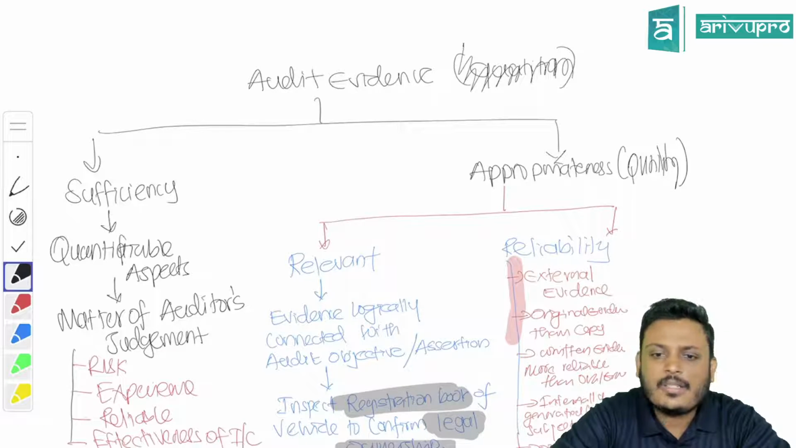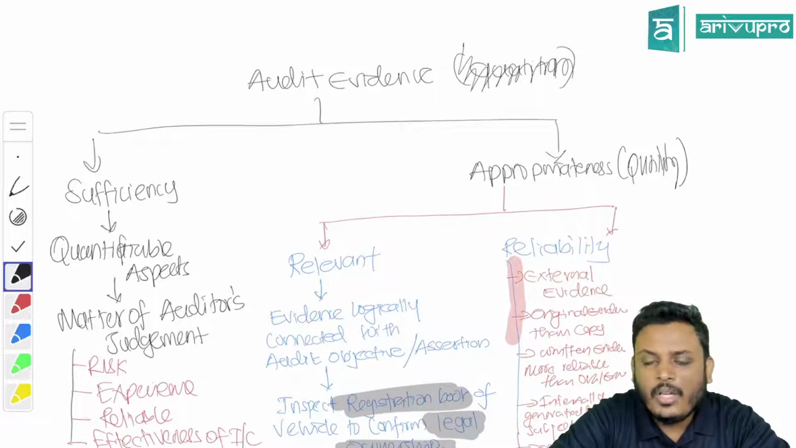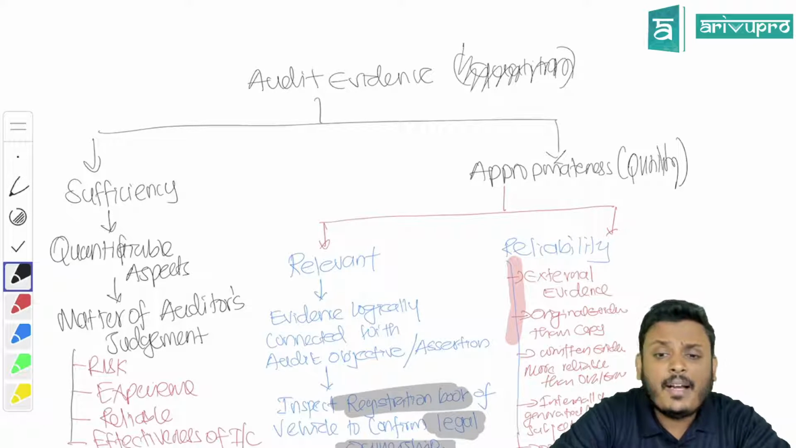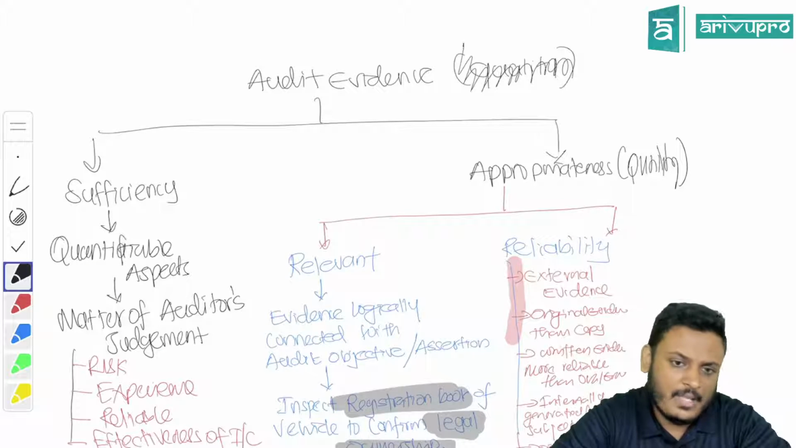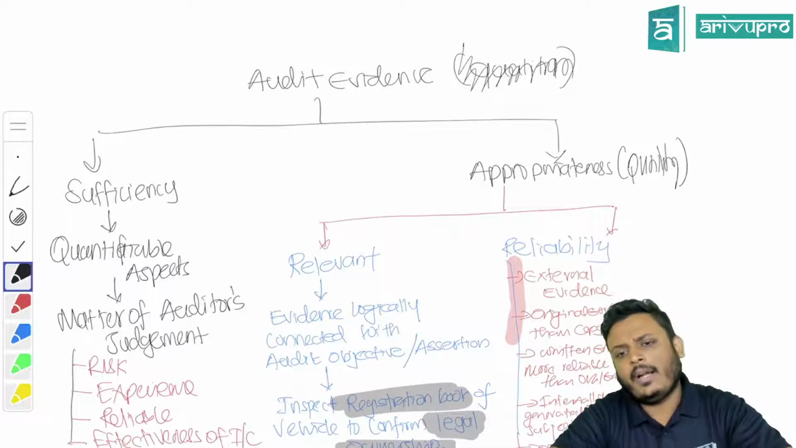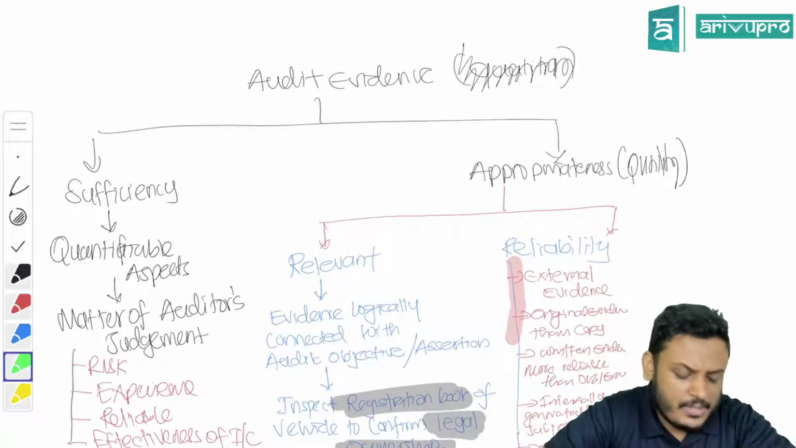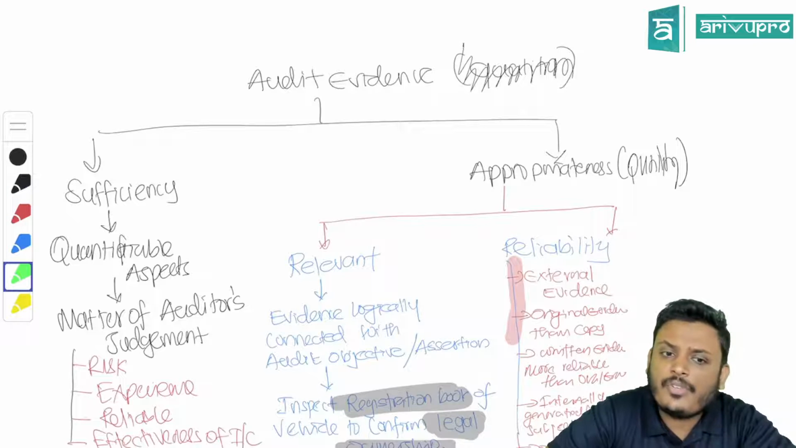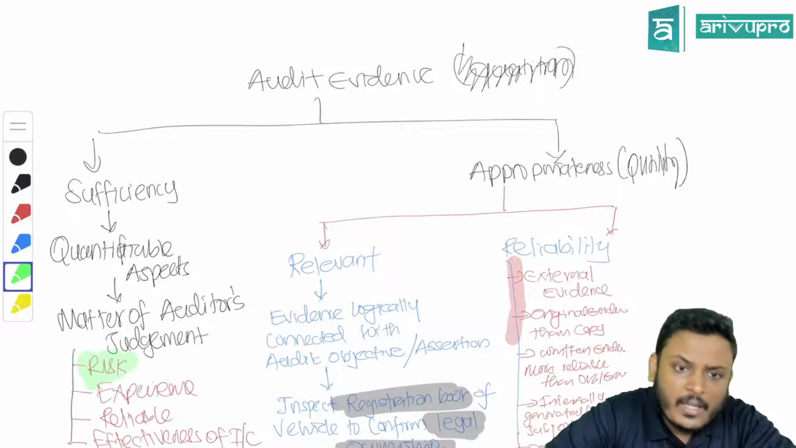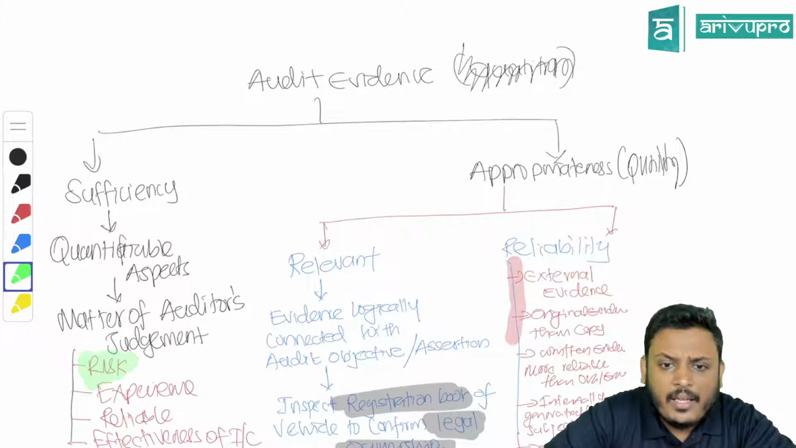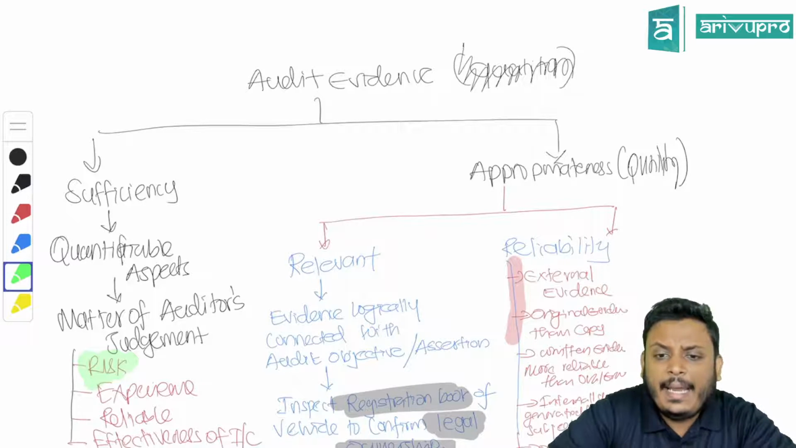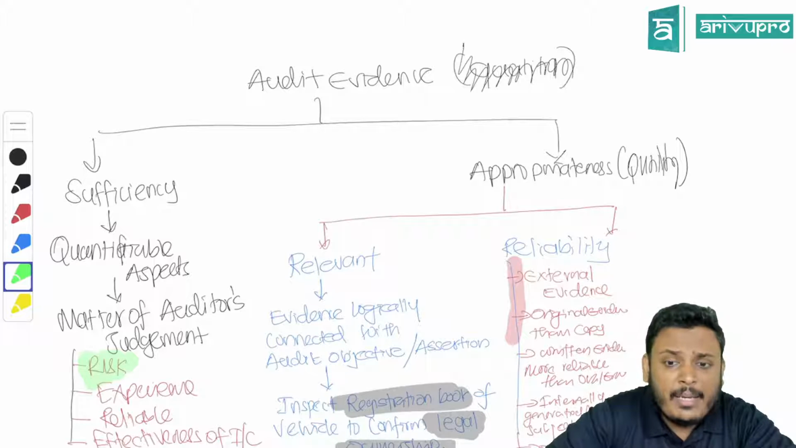Sufficiency is a matter of auditor's judgment. Several factors influence the term sufficiency. If I take audit evidence, what are the factors that influence sufficiency? The first thing is risk. If the risk is high, we need to collect more evidence. At the same time, if the risk is low, we need to collect less evidence.